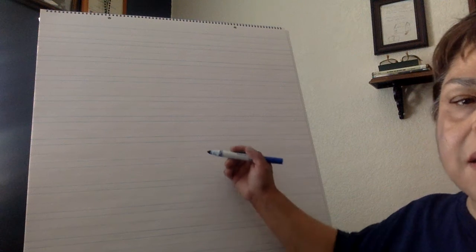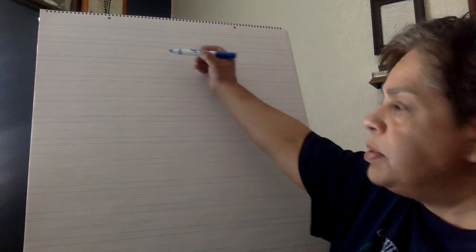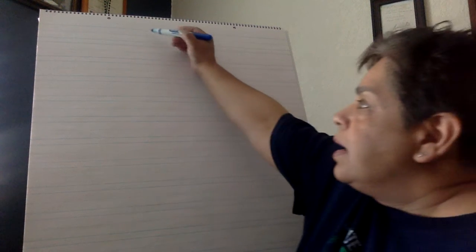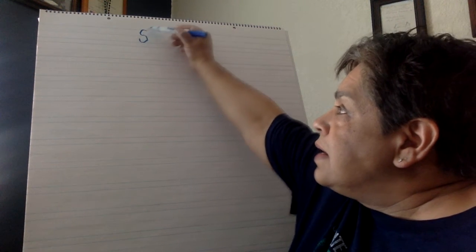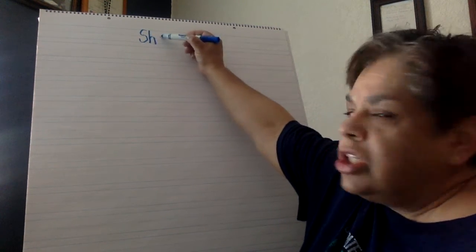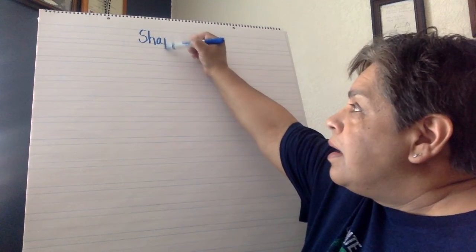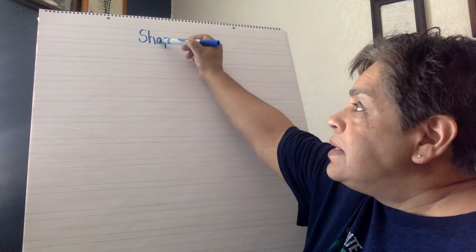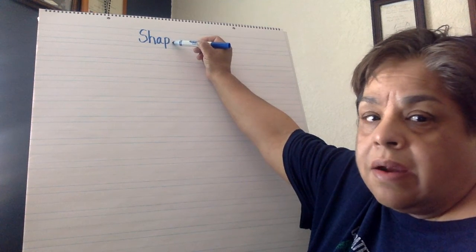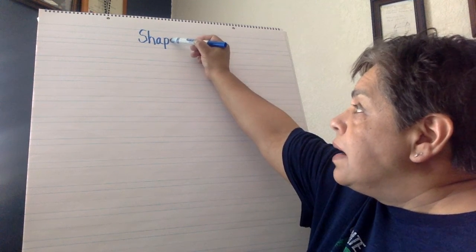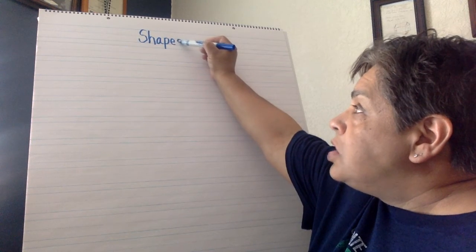The first 2D shapes, let's first make a title up here. Shapes. Remember how we spell shapes? Which letter says shh? S and H together. Shh. A. Remember, if this says A, then what do I need here? An E. And we're going to say shapes.